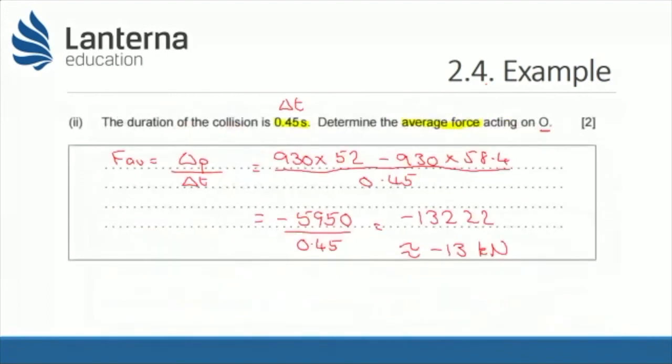And we know that the car O has slowed down from 58 to 52, so there must be some force acting against it in the opposite direction to how it's moving. So the fact that we get a negative answer is good because it shows us that it's acting in the opposite direction to its motion. So both our answers seem like they could be sensible values and they have the correct sign to be physically possible.